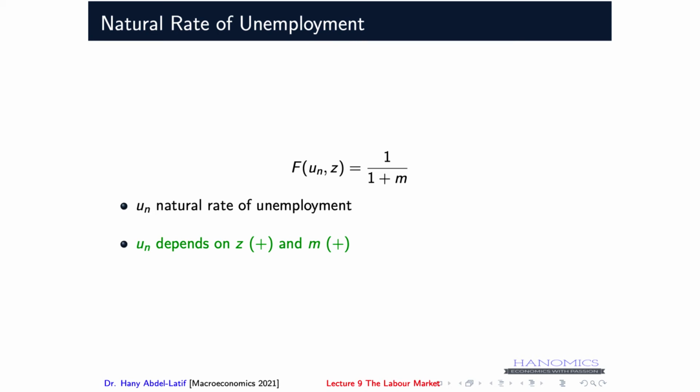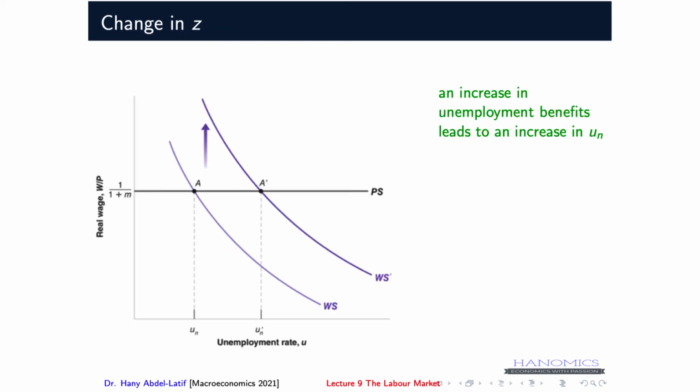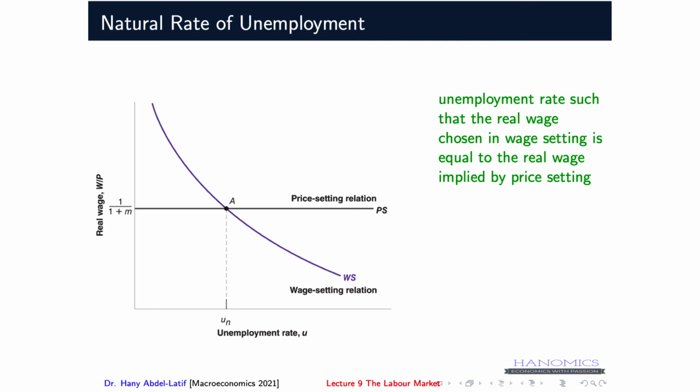Okay, so a higher level of this unemployment benefit means, again, a higher level of the natural rate of unemployment. We could see this using the graph. Looking at this now, let me just go back to the equilibrium point just before to see the change.